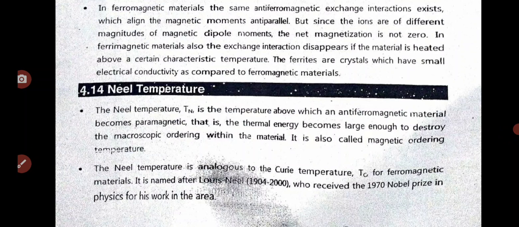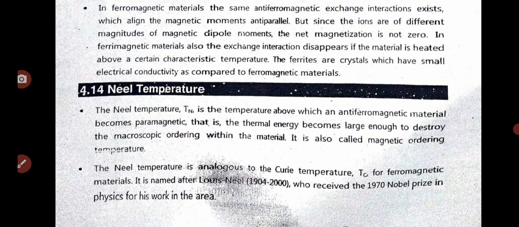In ferrimagnetic material, the same anti-ferromagnetic exchange interaction exists, which aligns the magnetic moments anti-parallel, and since the ions have different magnitudes of magnetic dipole moment, the magnetization is not zero in this material. The anti-ferromagnetic exchange interaction aligns the magnetic moments anti-parallel. When they are anti-parallel, that material is considered anti-ferromagnetic.